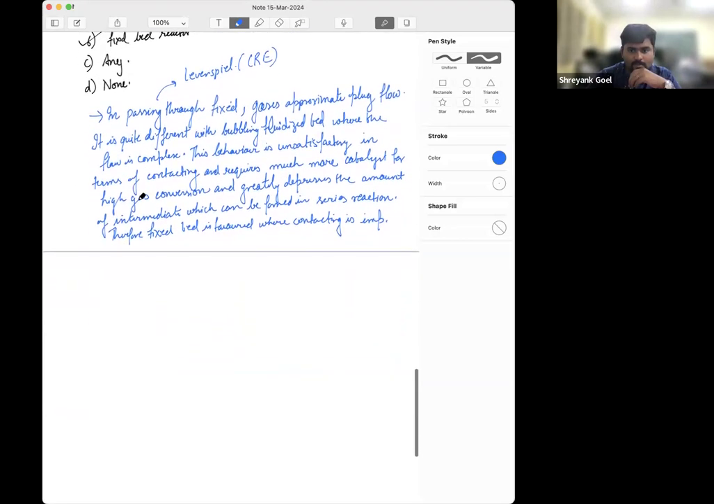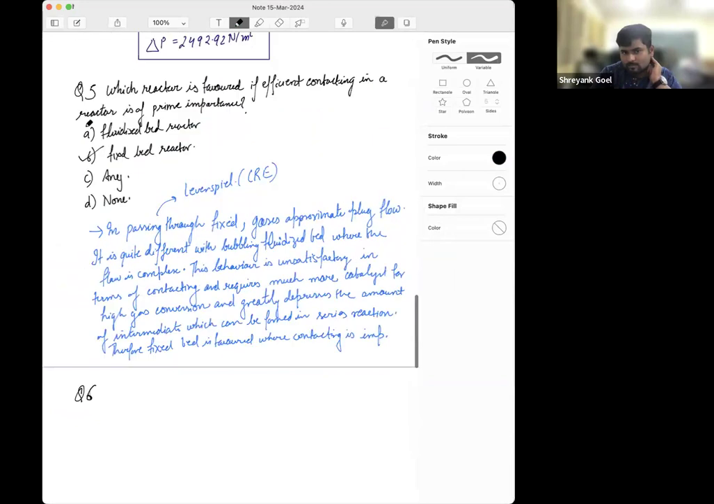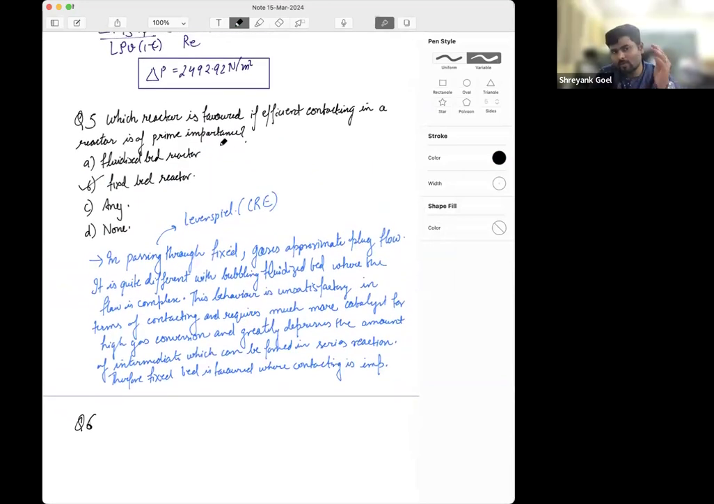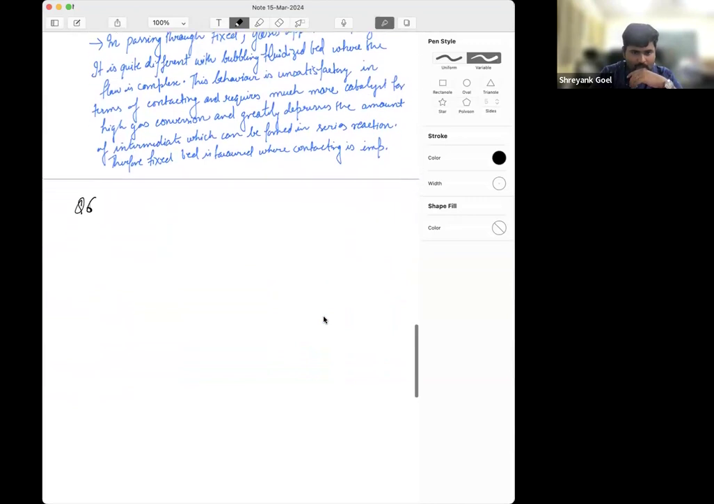So the next question is, is there any issue with this explanation? I don't know your name, but can you just give me an answer on the chat box? Do you think that is not correct, the fixed bed reactor? Okay, thank you. So let's look at another question.